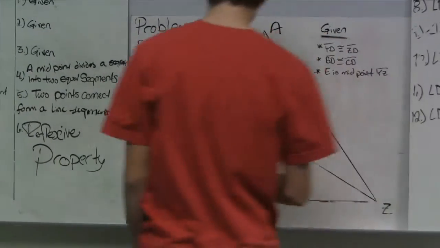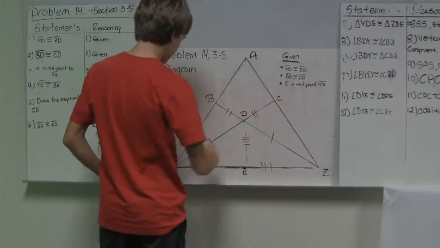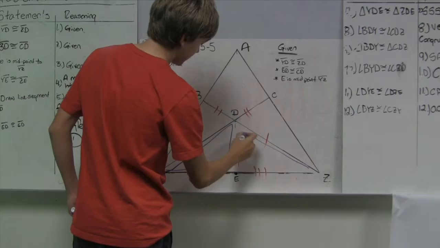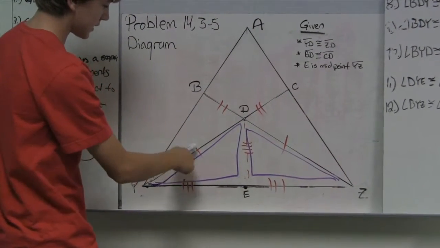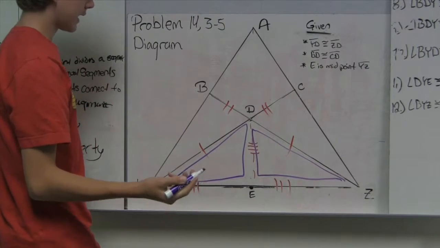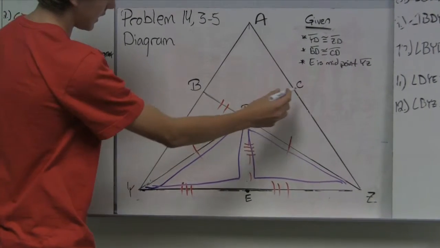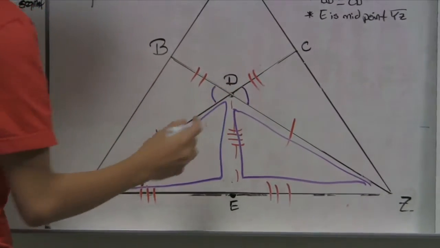Using these three sides as congruent, we can tell that triangle YDE is congruent to ZDE because of SSS: side 1, side 2, and side 3. And we can also prove that angle BDY is congruent to CDZ because vertical angles are congruent.